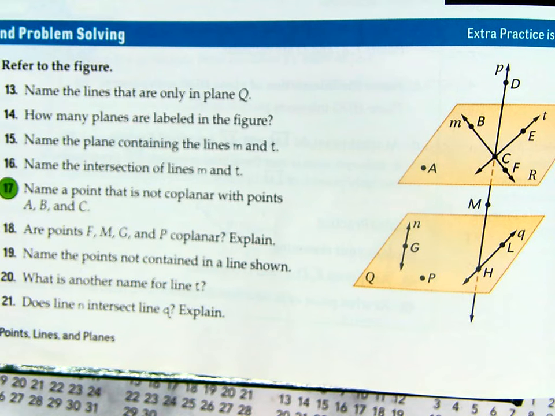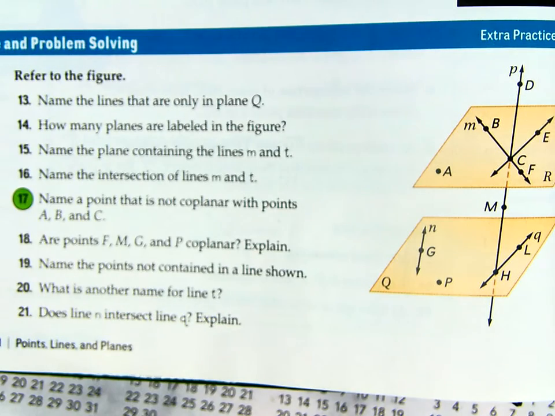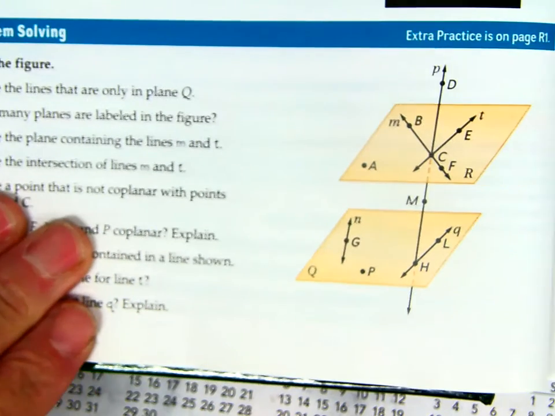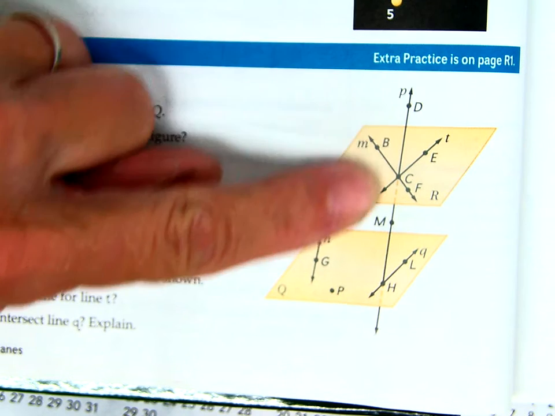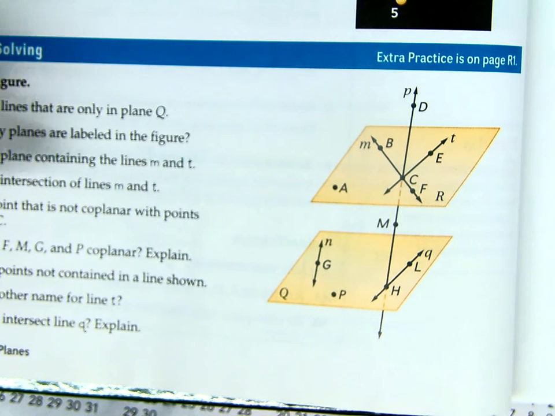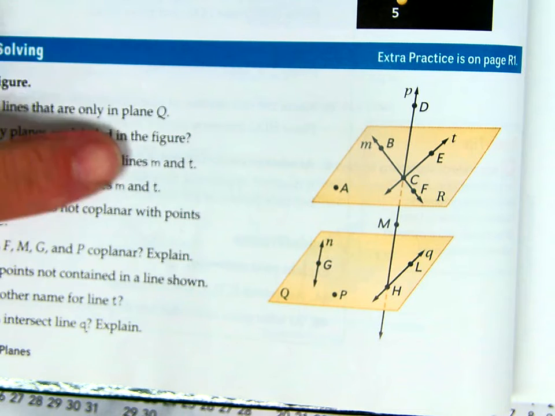Anybody else? Was that right? Is that not right? I didn't say it wasn't right. What did you say, Corey? Right. This is a very restricted question. Name the lines that are only in plane Q. So it can't be line P. So it's just N and Q. Here's line P right here. So it's line HL and what? Line N and line Q.